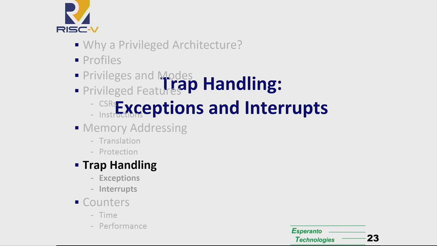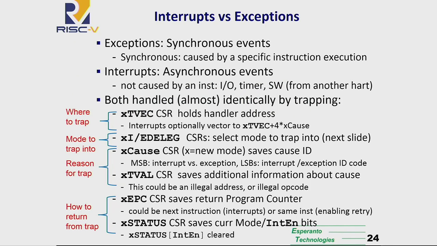All right, so we'll get to trap handling. RISC-V has the concept of interrupts and the concept of exceptions, two different things. Exceptions are synchronous events. I execute some instruction, and the result of that instruction could be an exception. It's completely synchronous, and you can tie it directly to some instruction you just executed. Interrupts are something completely asynchronous, and have nothing to do with the instruction you executed. The typical thing is, of course, an I/O interrupt.